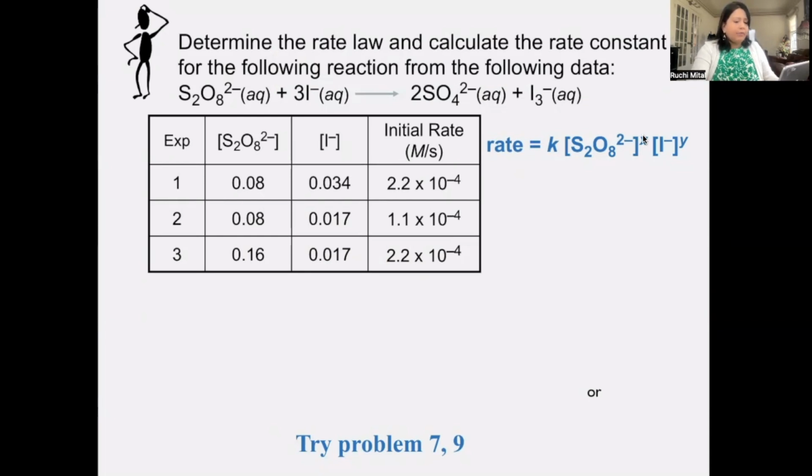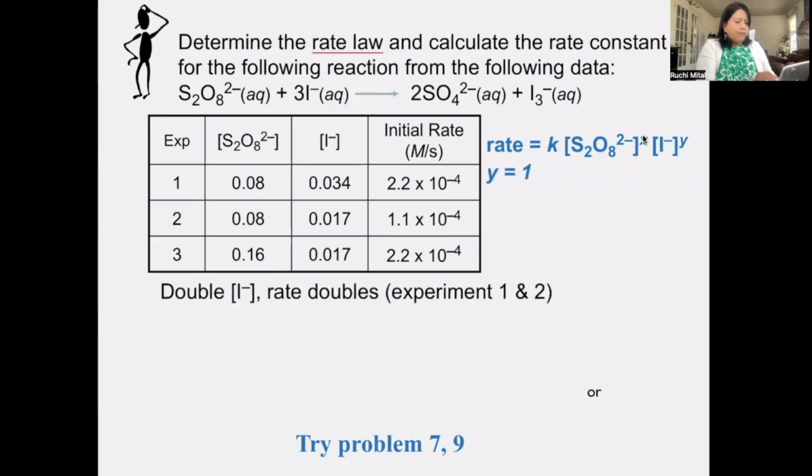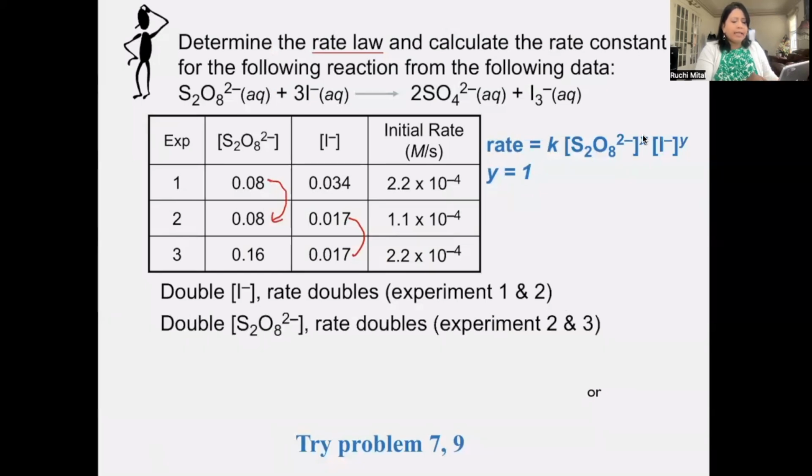homework packet. If you look over here, with respect to I, the rate doubles in the experiment, and we have these two constant over here. So over here, the concentration doubles, the rate also doubles, and as a result, we would say that it is order 1 with respect to I, and in the same way it is order 1 with respect to S2O8. Go ahead and solve problems number 7 and 9 in your packet.